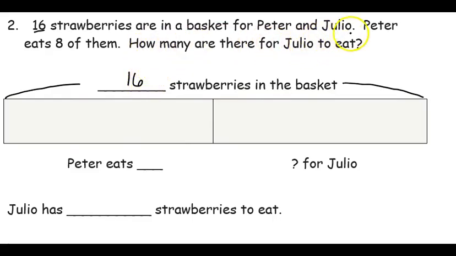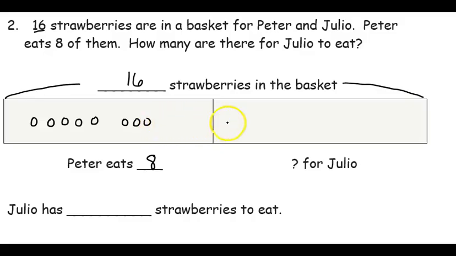The next part of the question says that Peter eats 8 of them. So that first part of the tape shows the part that Peter ate. So Peter eats 8, and I'll draw those 8 in that tape diagram. And again, I'll show a group of 5 and 3 more so I can see that there are 8. And now it asks how many are there for Julio to eat. Well, I know if I have 16 in all, and part of my tape diagram already has 8, then I need to fill in the rest so I have a total of 16.